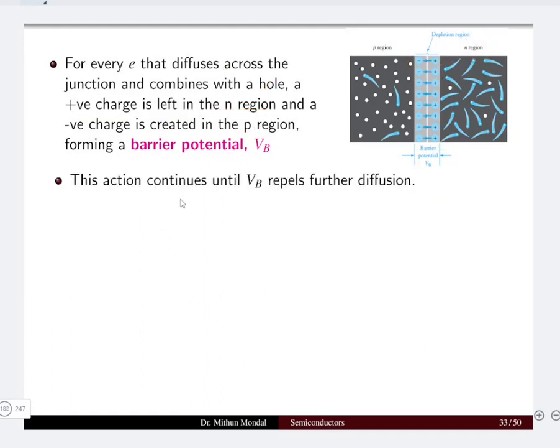The action continues until the barrier potential repels the further diffusion of the charges. So the barrier potential will keep on forming, or the potential difference will exist, until further diffusion does not take place between the two regions.